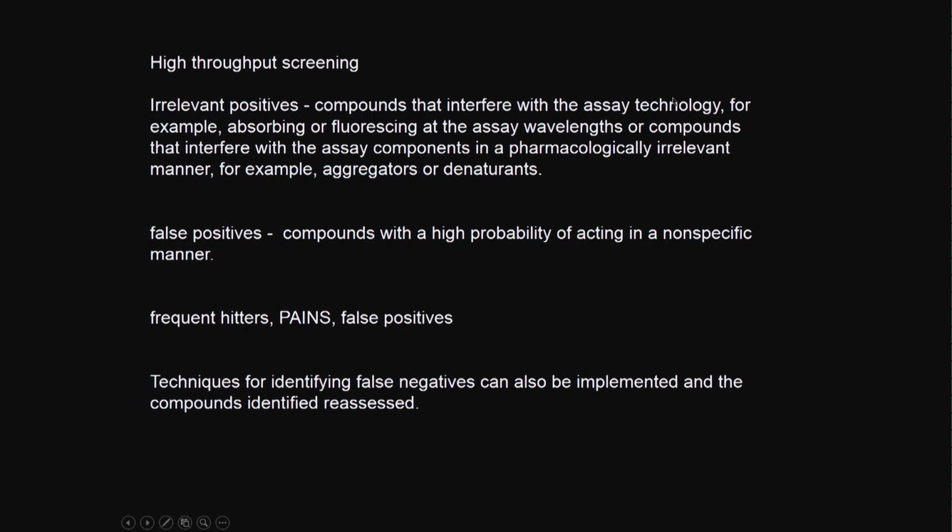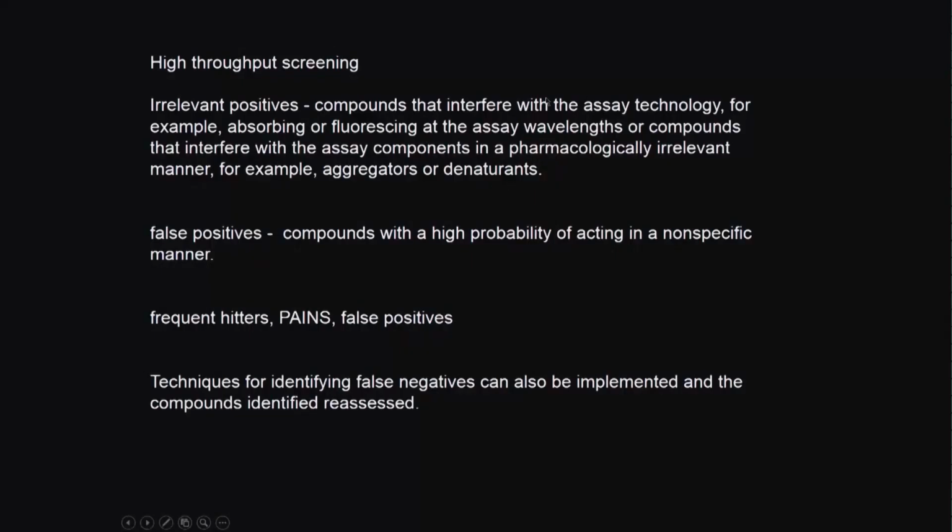Okay. So, it is not actually doing a biochemical inhibition of an enzyme. Suppose we are doing an enzyme assay with some compound, it is not actually working on the enzyme, but it may be interfering with the assay. For example, it may be absorbing or fluorescing at the assay wavelengths, or compounds that interfere with the assay components in a pharmacologically irrelevant manner, okay, or it may be aggregating the protein, denaturing the protein. So, but it may appear as a hit when I do the screening.